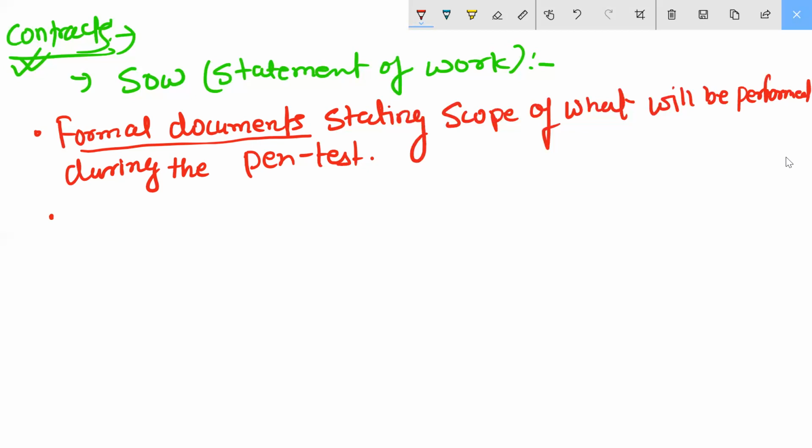Next is MSA. What is MSA? Master Service Agreement.